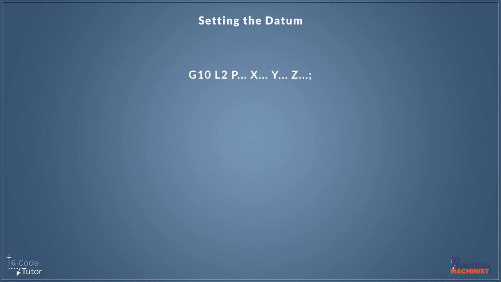So to set our datums, we would use a G code, G10. What this does is it tells the machine the distance from the machine datum, the G53, to our working datum, which is our G54, G55, G56, G57, G58, or G59. And this is how we use that and define that within our programs.